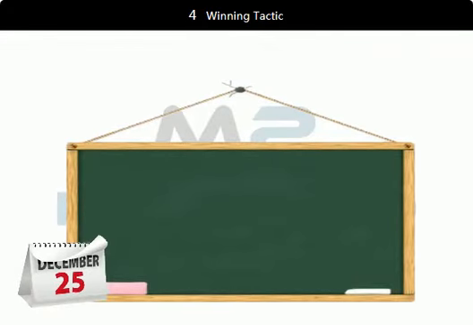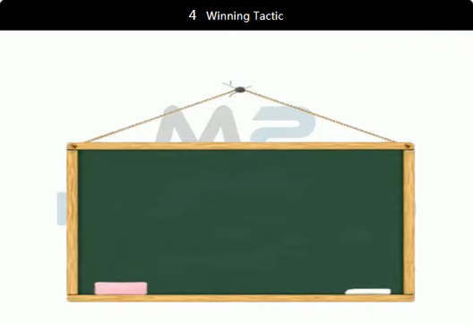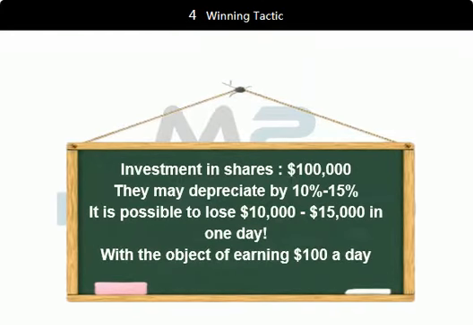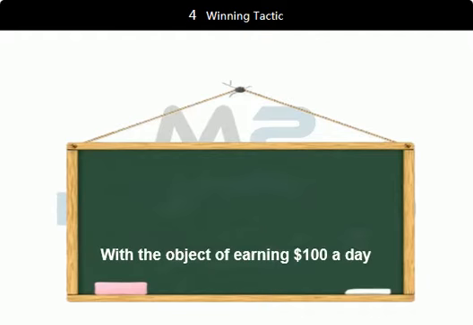If you invested $100,000 in stocks, and theoretically stocks can fall 10 to 15% in a day, we've seen it happen lately, it would mean that you're risking $10,000 to $15,000 a day in the stock market in order to profit $100 a day.